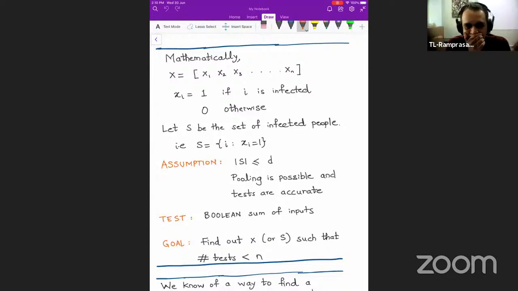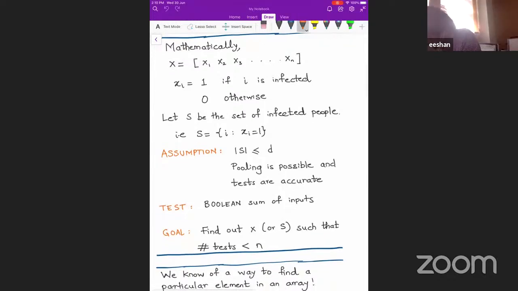Eeshan, do you want to instead say Boolean OR of inputs? Okay, instead of sum? Yes, let's just do that. I think we were using sum as XOR in some instances, just to make sure.